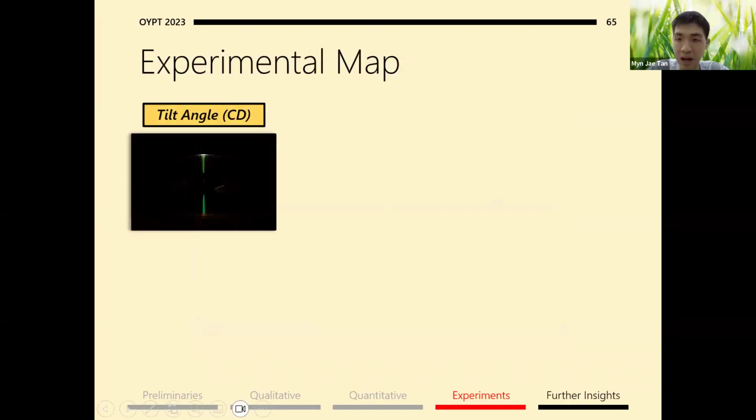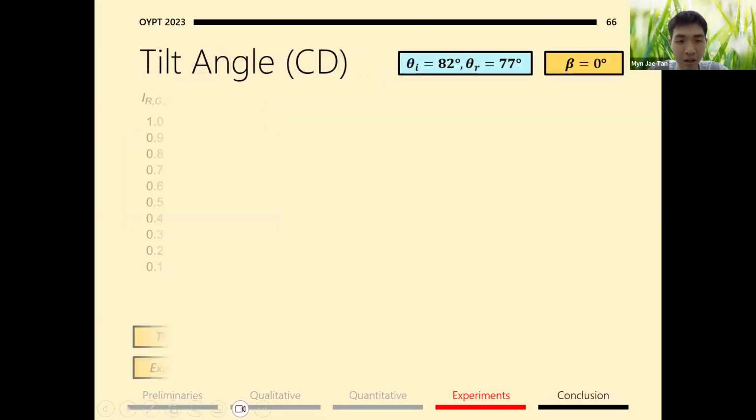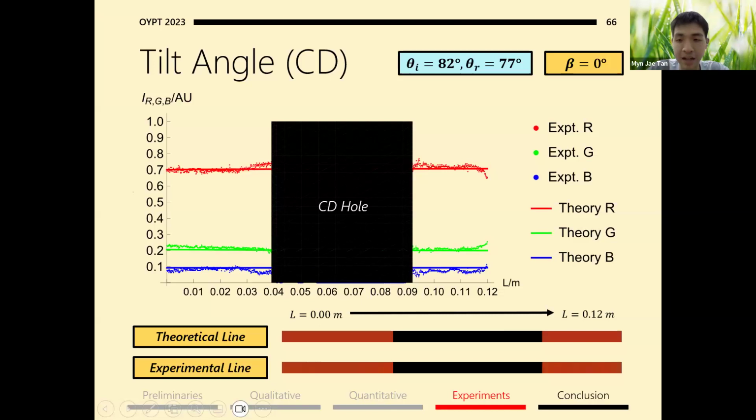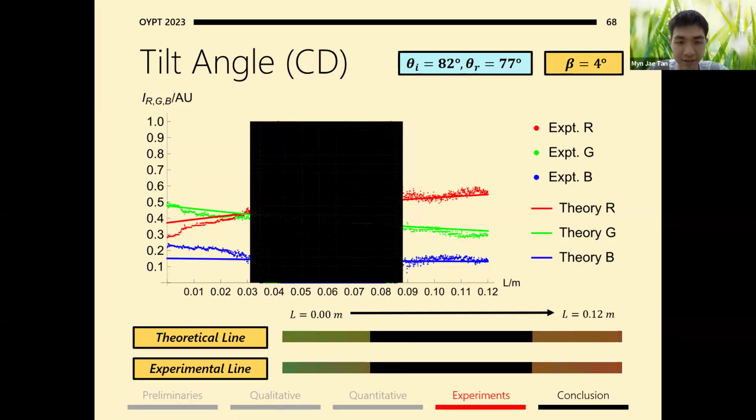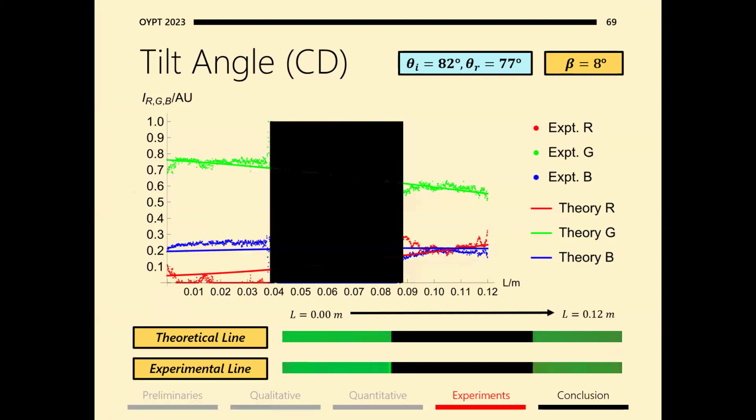So firstly, let's look at how the color changes with the third angle. The red dots here represent the experimental data, and the solid lines represent the predicted color based on the theoretical model I presented earlier. We can see that it's actually quite a good fit, which suggests that the theory is quite accurate. And as you increase the third angle, we can see that there's also good agreement.